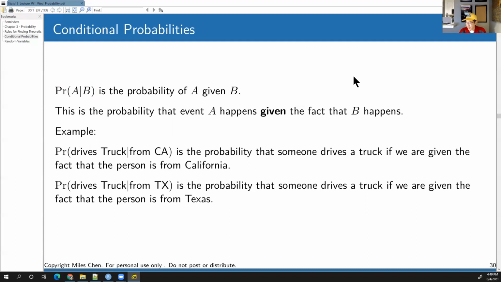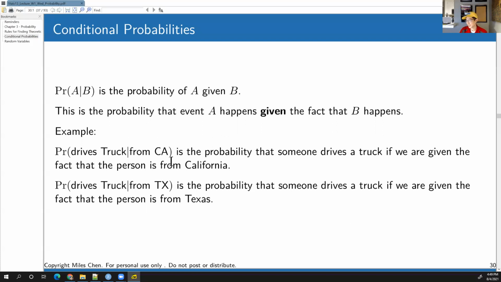And so we would say, we have the probability that someone drives a truck or pickup truck if they're from California, given the fact that the person is from California. So this is probability of drives truck given California, the probability that someone drives a truck if we're given the fact that the person's from California. And over here, we've got the probability that someone drives a truck given the fact that the person is from Texas. And if we play off of the stereotypes, we would say that the probability that someone drives a truck is going to be higher if the person's from Texas versus the person being from California. And this could change: what's the probability that someone drives a Tesla or something?